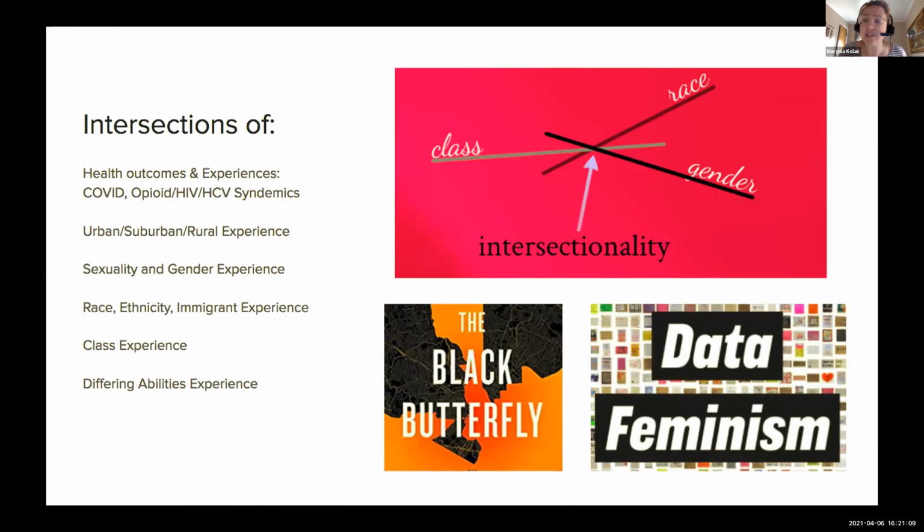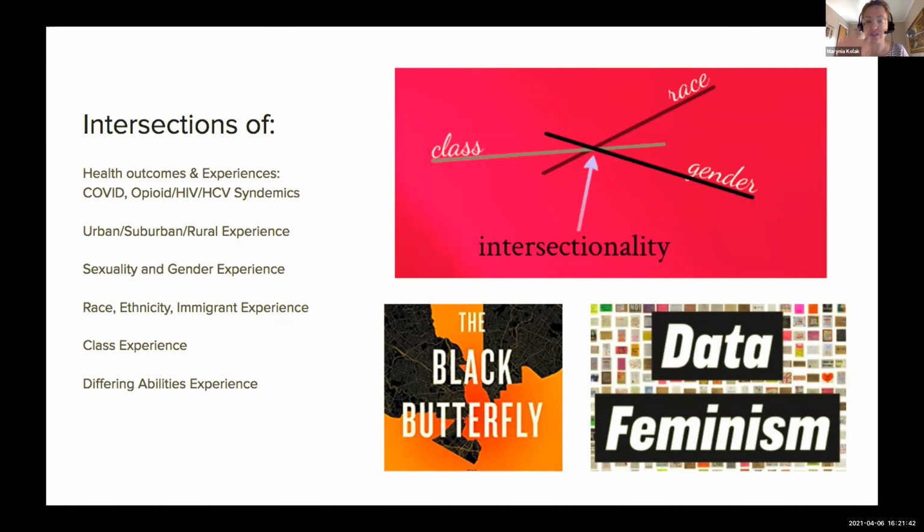This lends really nicely towards geographic information science and what we actually find in the results. A lot of what we do ends up looking at the intersections of health outcomes and experiences, and then different regions as well. We don't just look at urban areas, but we also look at how outcomes will be different in suburban versus rural areas. How does sexuality and gender experience relate when you're in different urban, suburban, rural experiences with different health outcomes? So each of these is kind of like another layer of an onion that we like to explore.